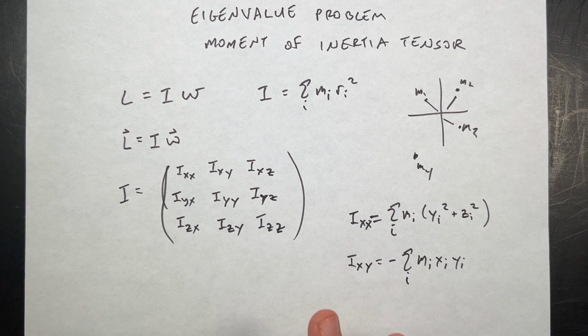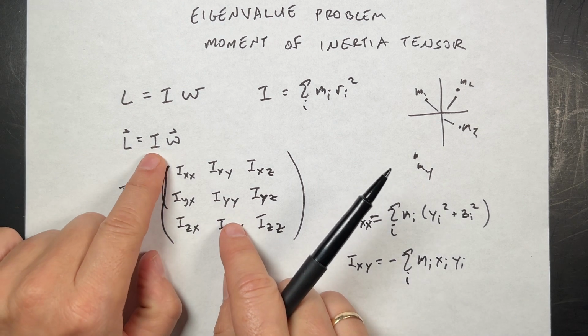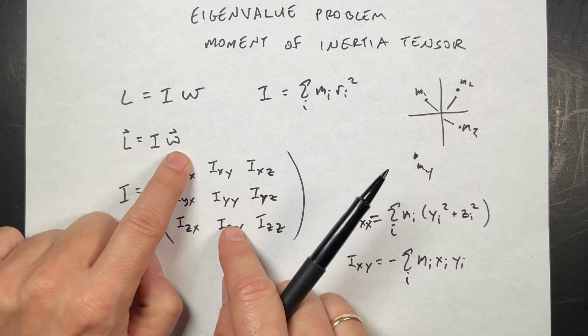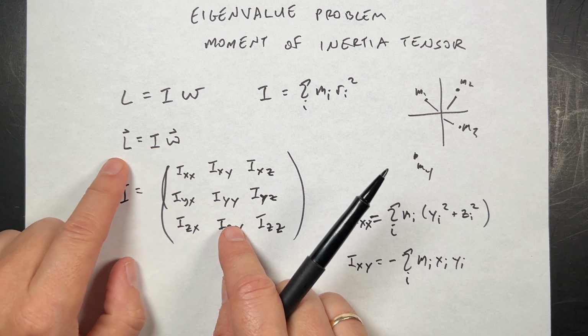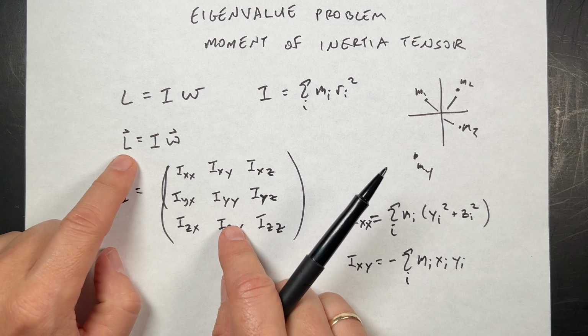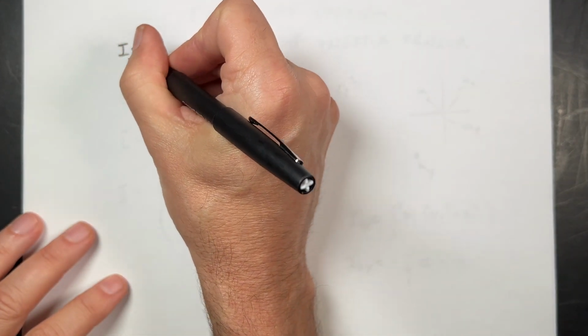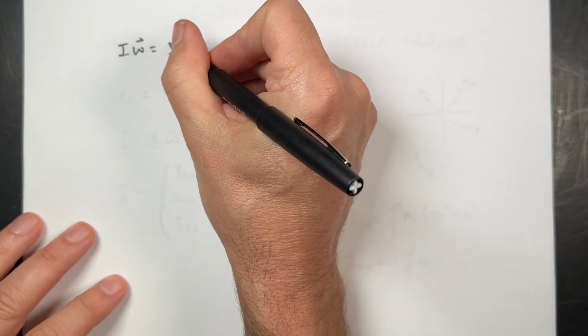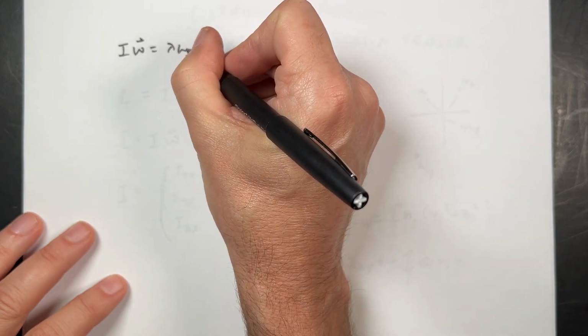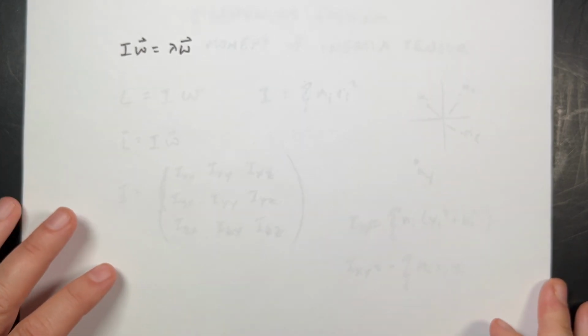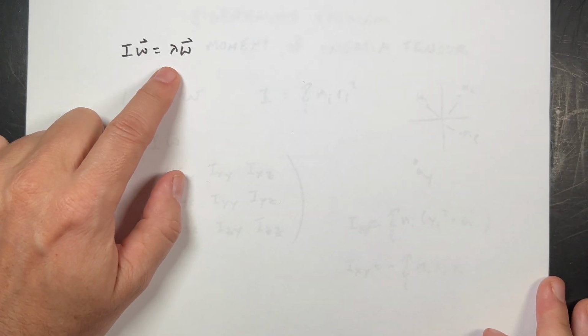We can calculate this matrix, but now we have a problem, right? When I operate I with some angular velocity omega, I don't necessarily get an angular momentum vector in the same direction. That's the problem. So what do? Well, I want to find I omega such that it's equal to some scalar constant times omega. And that would be the angular momentum, but the angular momentum is a scalar multiple of it. And boom, that's the eigenvalue problem.